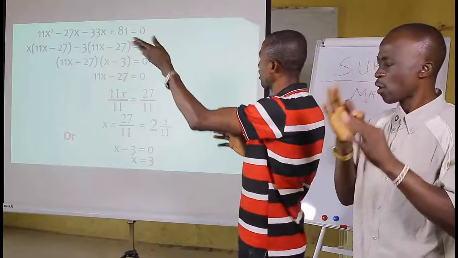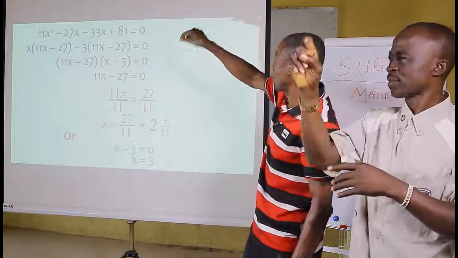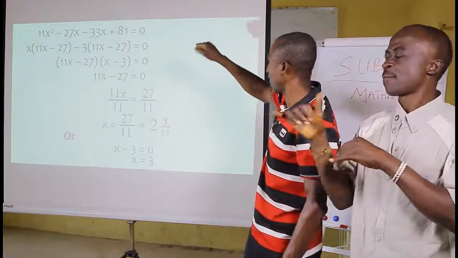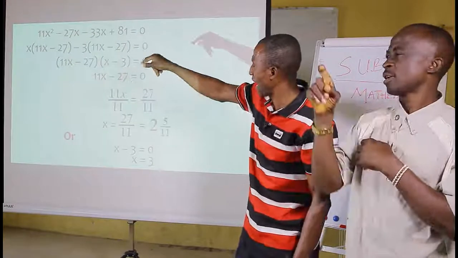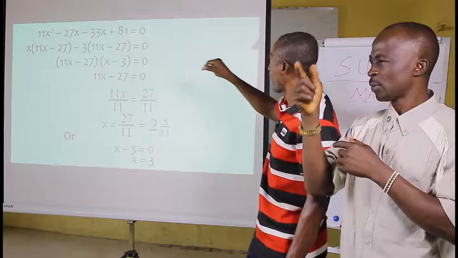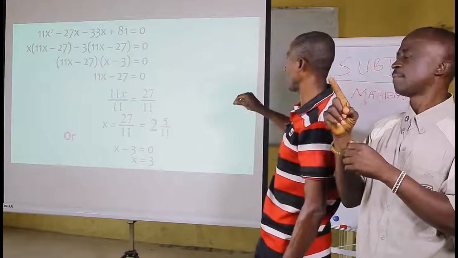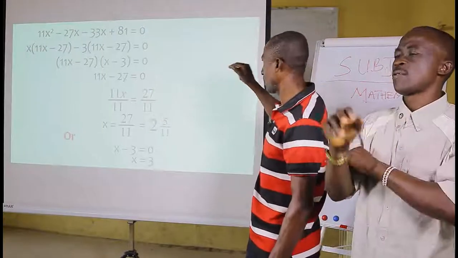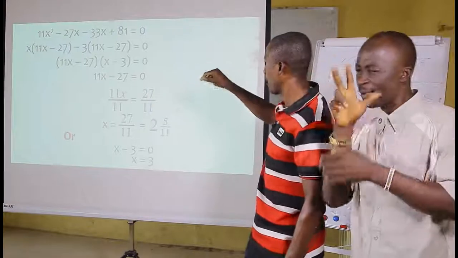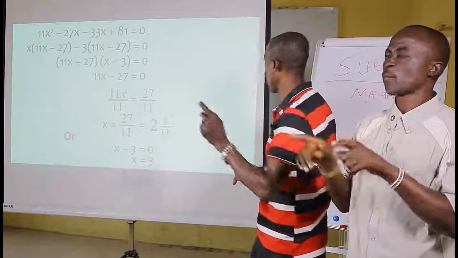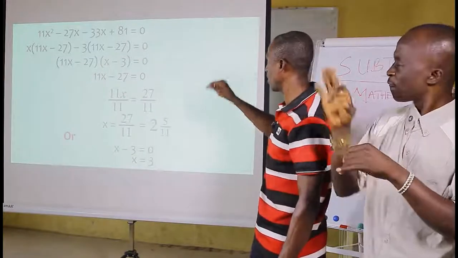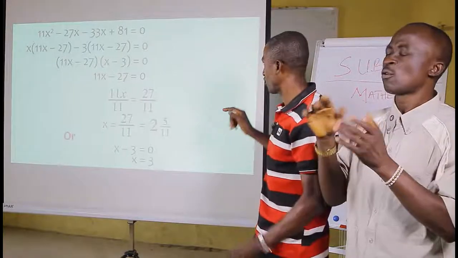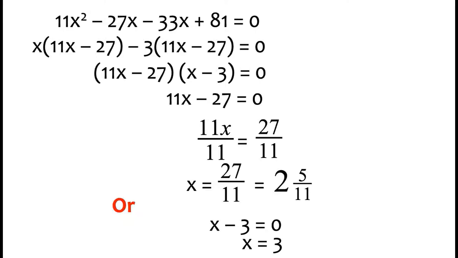Then, if you use the first expression, that is x into 11x minus 27, divide by the common factor, 11x minus 27, you will be left with x. And also, minus 3 into 11x minus 27, divided by the common factor, which is 11x minus 27, you will be left with minus 3. So the two expressions are 11x minus 27 in bracket into x minus 3 equals to 0.